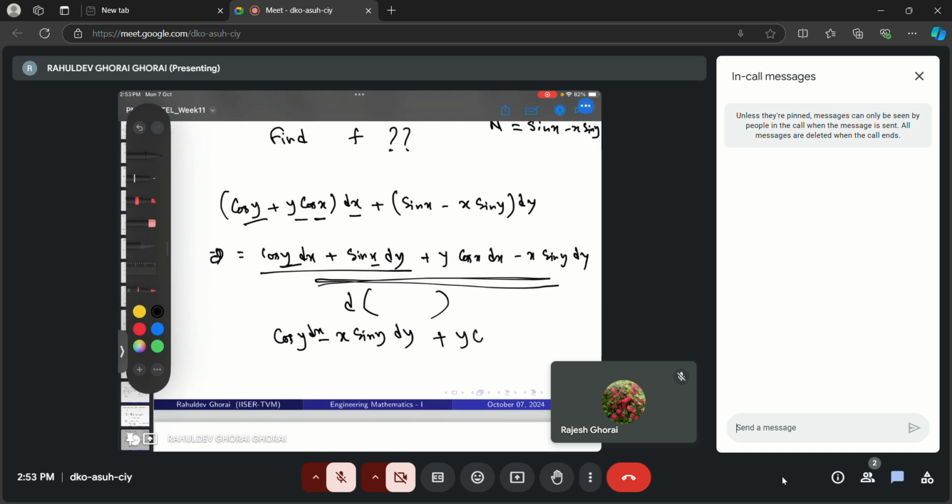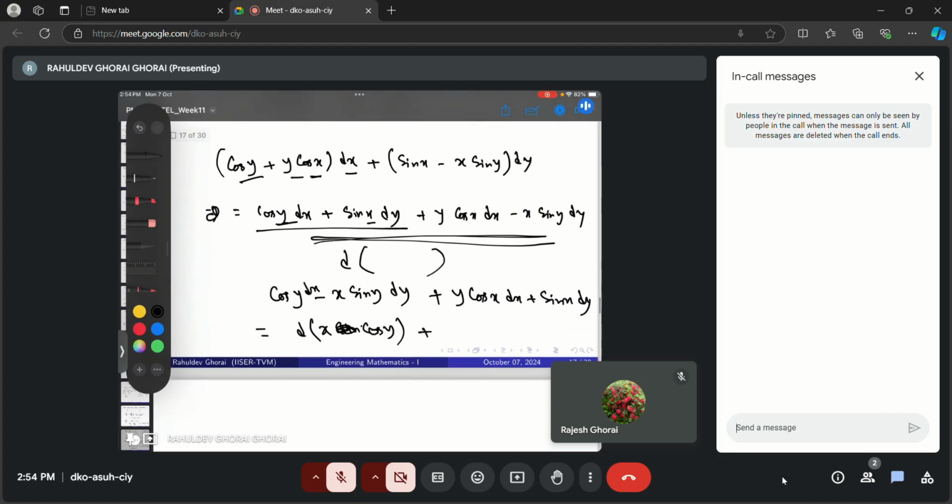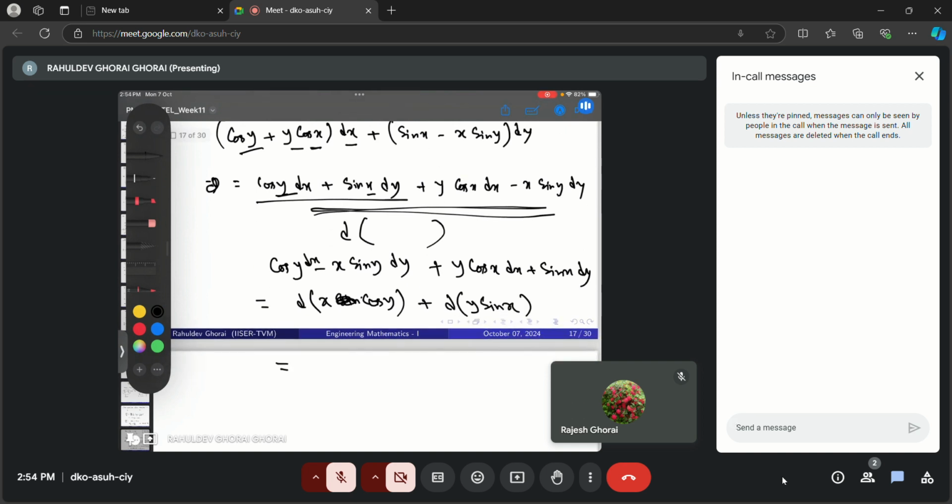Okay, so anyway, I think we can do it now. I got it. So cos x dx plus sin x dy, right? So can we write this as x sin y, I guess. No, not x sin y, x cos y, right? d of x cos y, and plus d of, here what you can do, y sin x. So what I will see, this is nothing but d of x cos y plus y sin x. So that is the function f I was looking for.